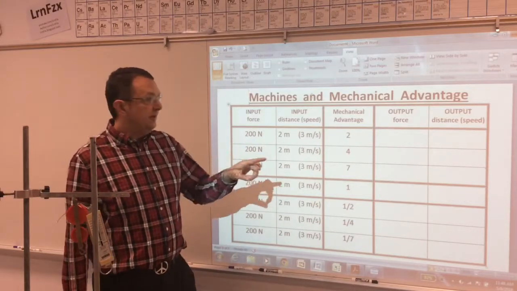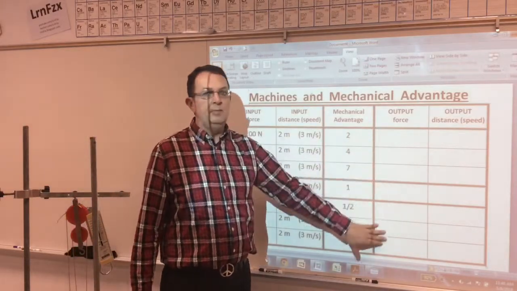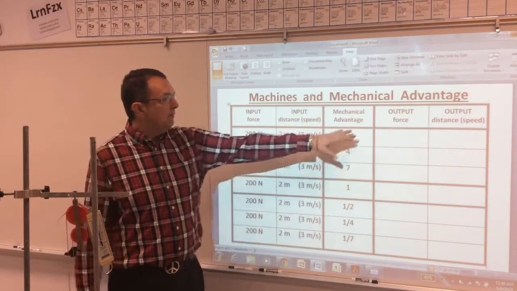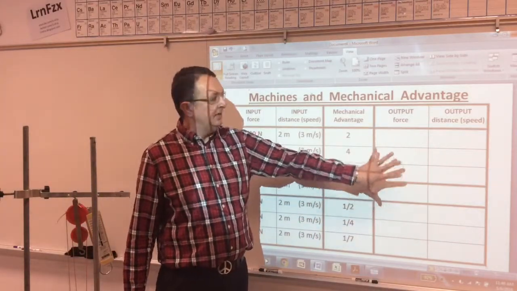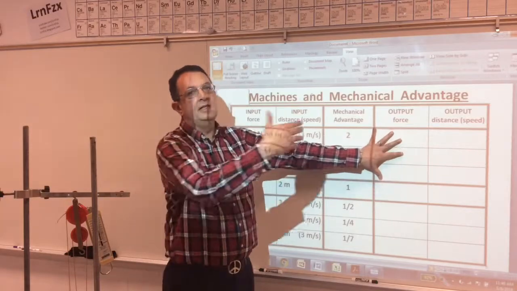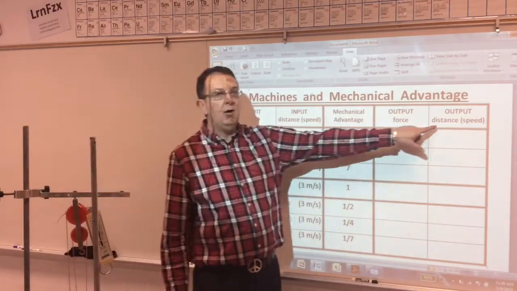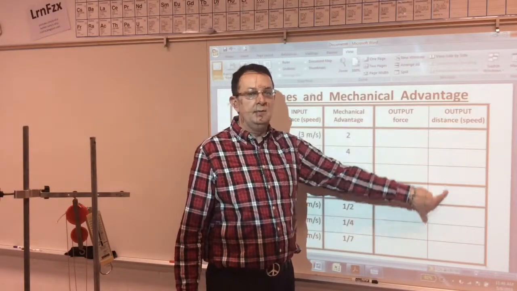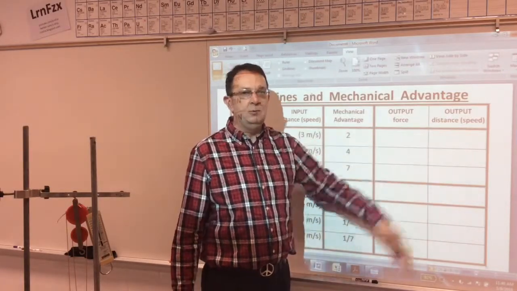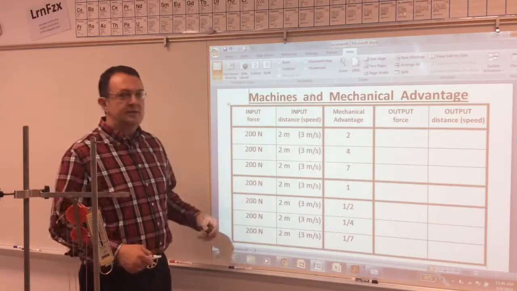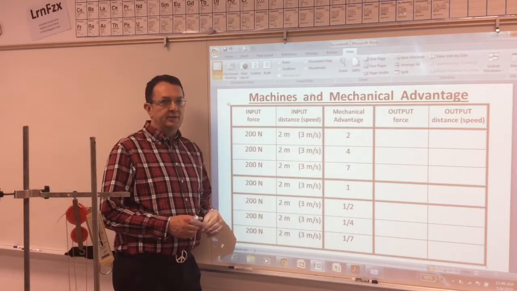And your job is to figure out how much output force there would be. Now we're assuming that there isn't any friction for this discussion. How much output force will there be from the machine? This is the force that the machine applies at the other end. This is the force that you apply at this end. And how much output displacement or distance would there be? And how much output speed would there be? Now some of these are force multipliers. Some of them are distance multipliers and speed multipliers.